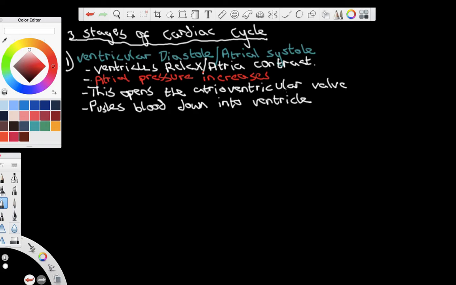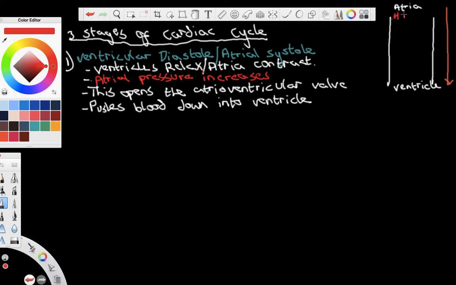Now, if we just combine a couple of ideas that we mentioned earlier, if you remember, we talked about valves. So if this is my valve, my atria is here, my ventricle is here, my valve only allows blood to flow from the atria into the ventricle. Therefore, if the pressure is high in the atria, so high pressure, and low in the ventricle, so low pressure, the valve will be forced open and blood will flow down from the atria into the ventricle. Okay?